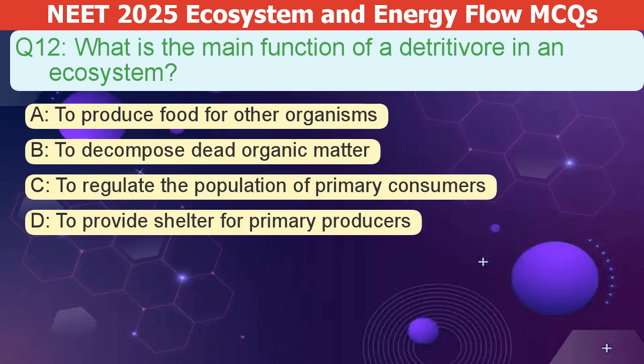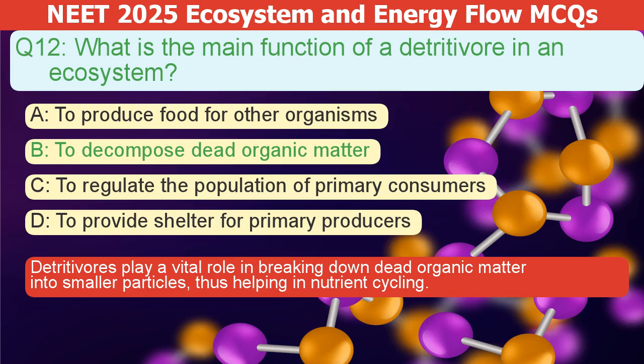What is the main function of a detritivore in an ecosystem? A. To produce food for other organisms. B. To decompose dead organic matter. C. To regulate the population of primary consumers. D. To provide shelter for primary producers. The correct answer is B. Detritivores play a vital role in breaking down dead organic matter into smaller particles, helping with nutrient cycling.